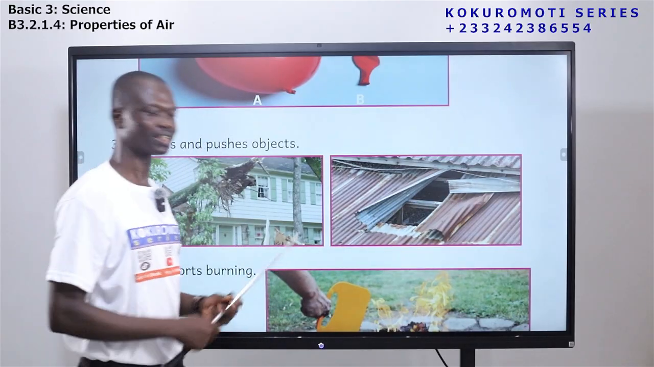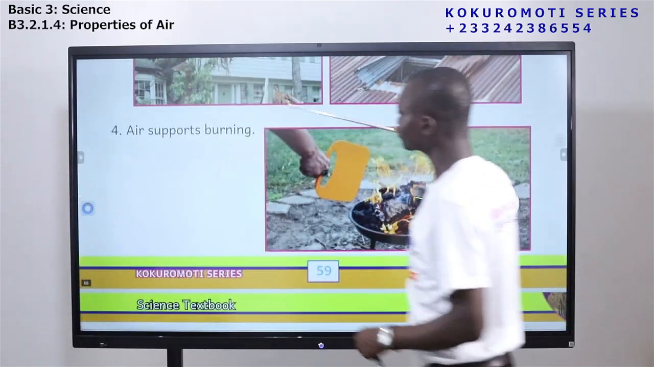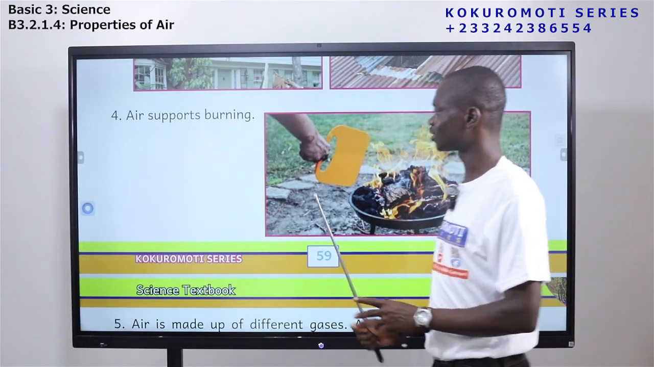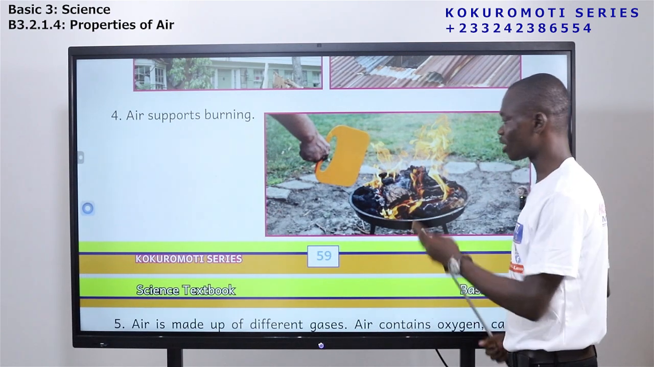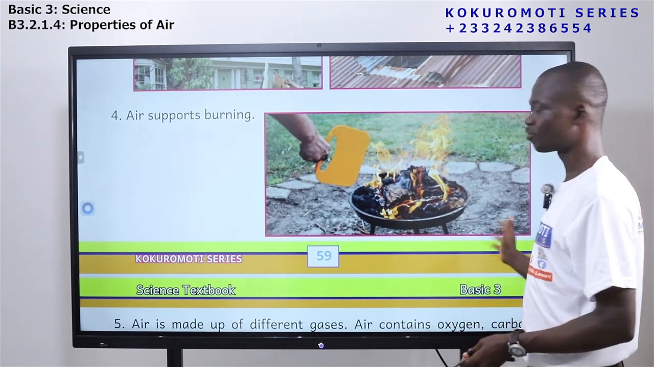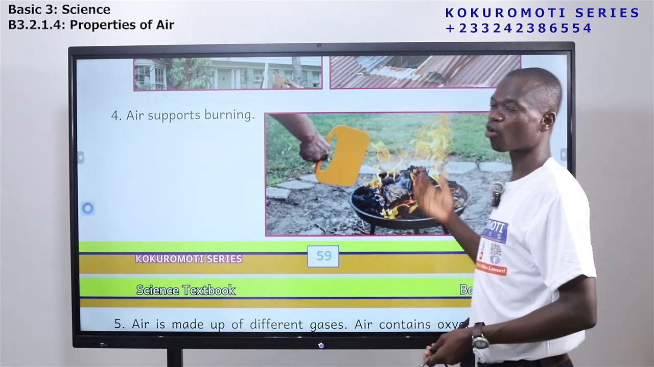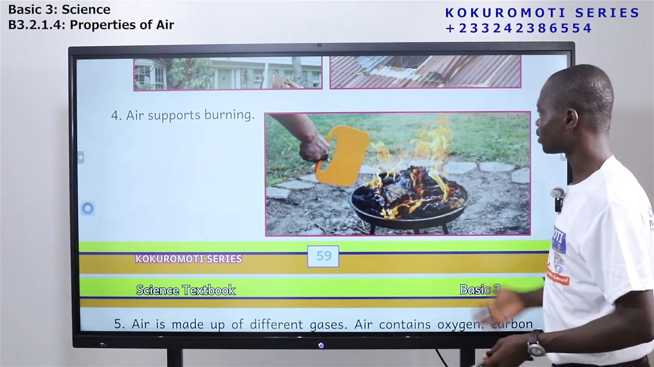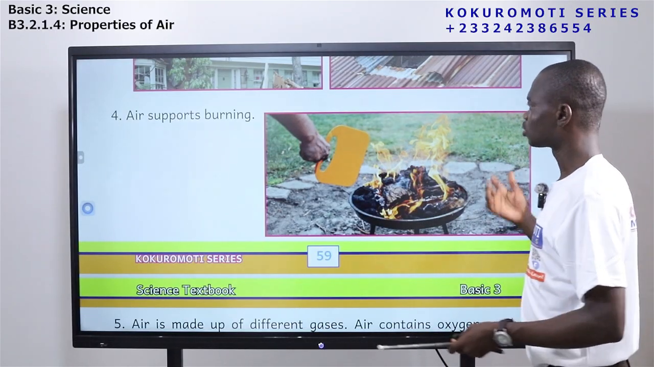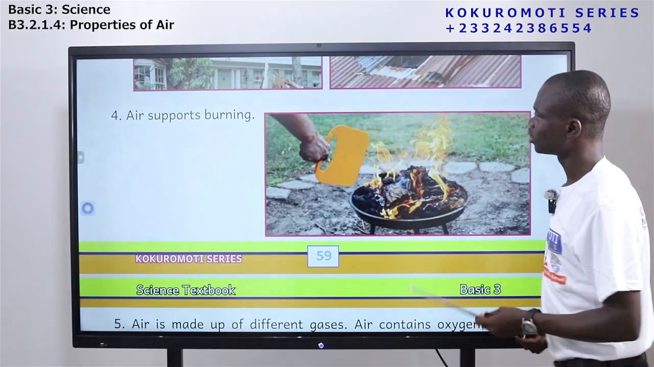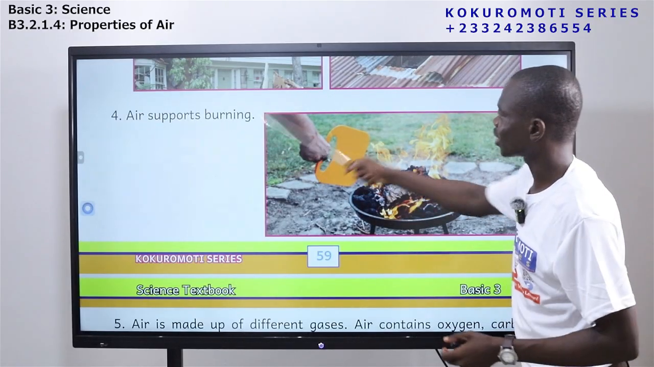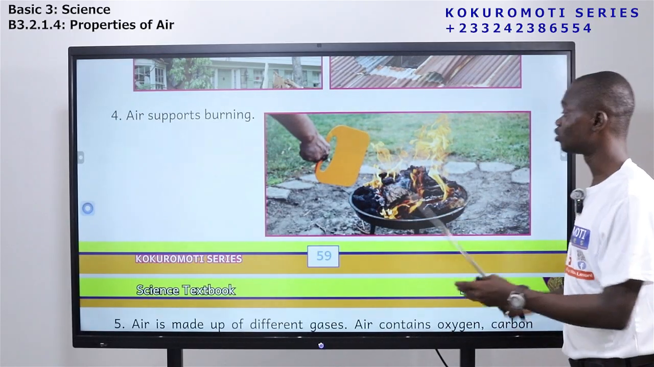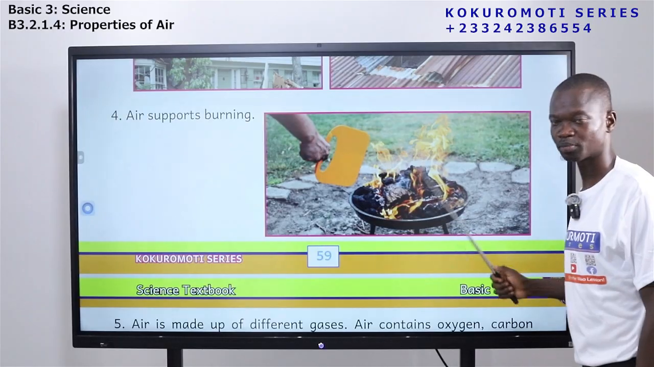Pull objects. That is another property of air. Now, air supports burning. So if you are burning something and then you fan it, you see it gives more air, and that also helps the burning to go on the way you want it. So we are saying that air supports what? Burning. If you want to burn something, you need air. In fact, air supports burning.